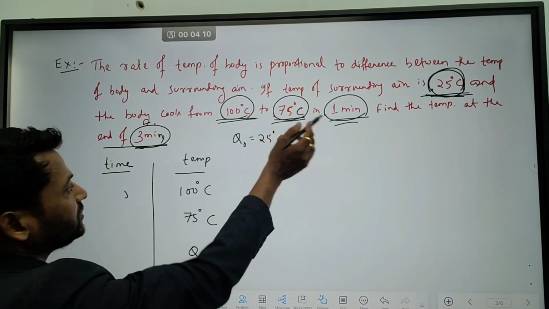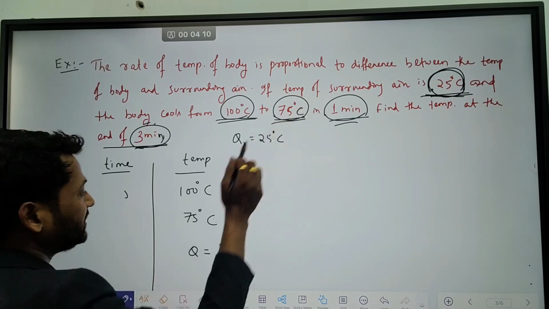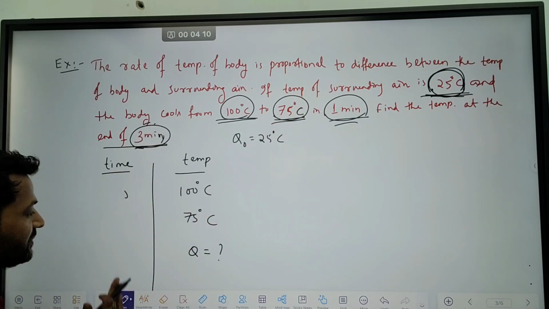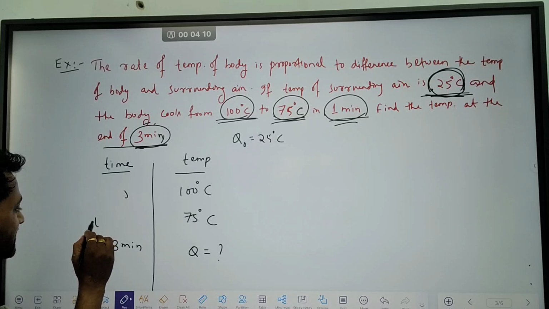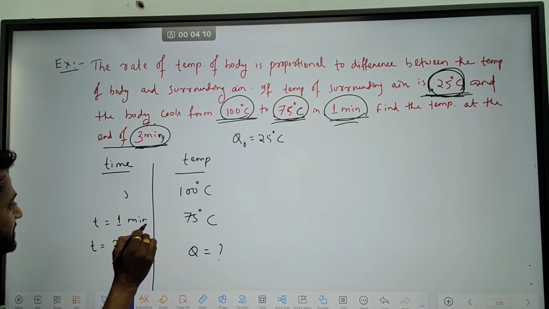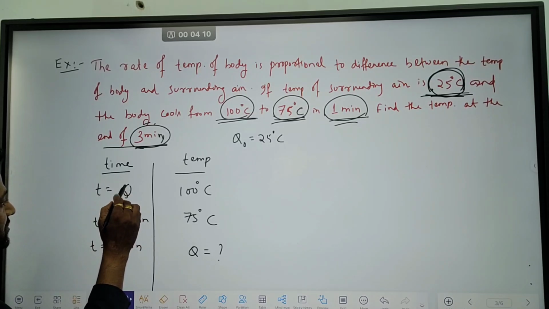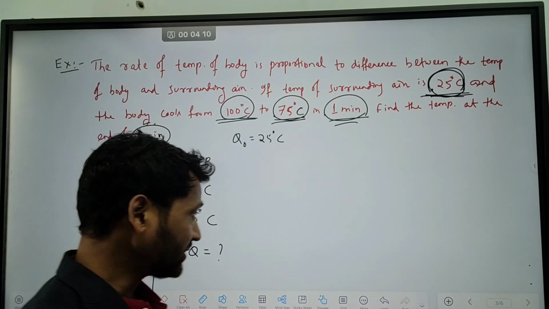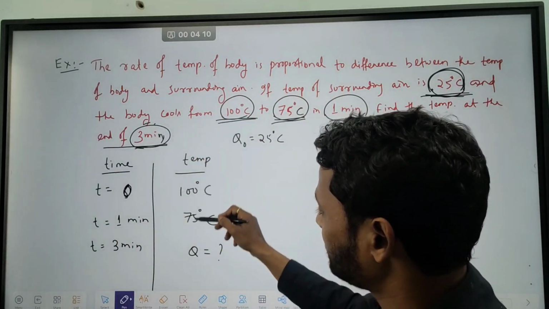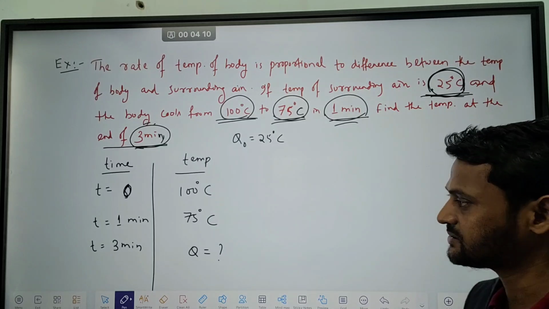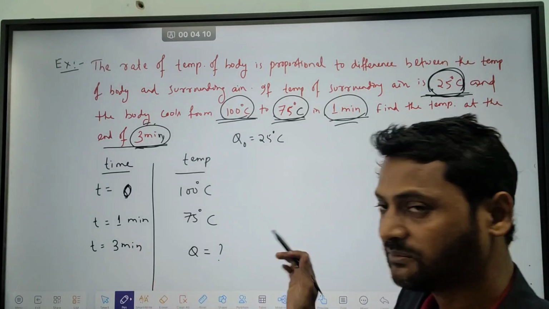So how many times are there? Two times. One is 3 minutes, second is 1 minute. So the maximum value is 3, and you will start from the bottom line. So 3 minutes. The next time is 1 minute, and the last one, if nothing is given, is time 0 minute. Or else, from the question you can make the table like this: from 0 to 1 minute the body cools from 100 degrees Celsius to 75 degrees Celsius. After 3 minutes, what is the temperature?